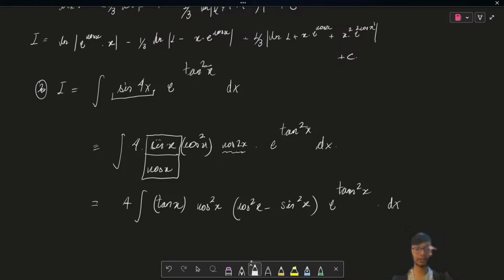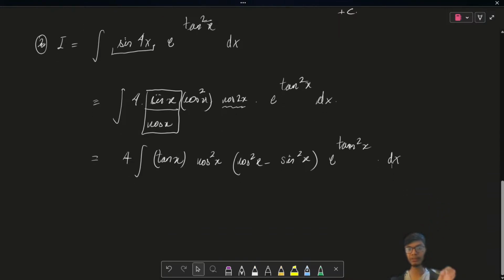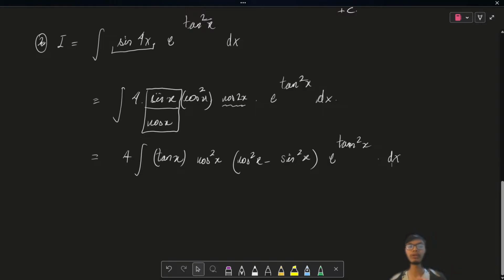Now, the advantage over here is that, please try to understand, these kinds of methods are very, very useful, especially when you are solving questions and you are getting no clue on how to approach this question by substitution method.